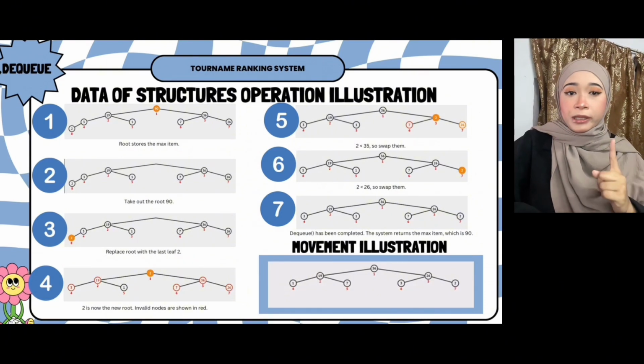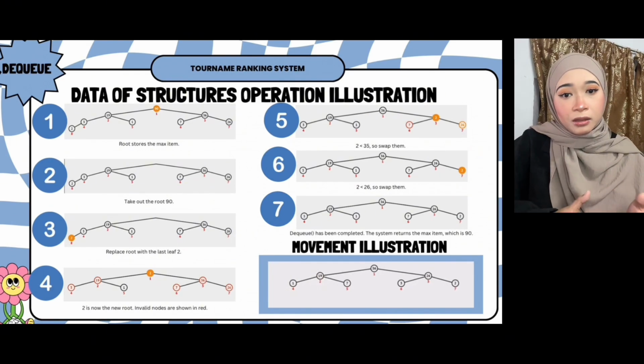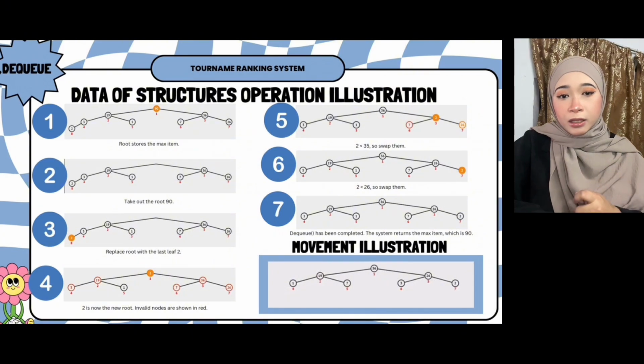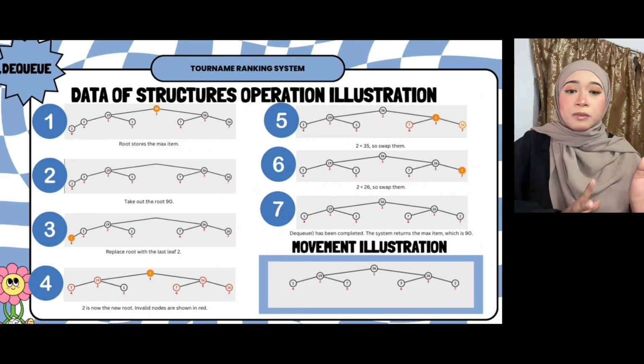Okay, step number 1. First, the root of the compact array stores the maximum item. In this example, the root contains 90. This is where the DQ process begins. Okay, next, we remove the root item, which is number 90. So the system prepares to reorganize the structure by replacing the root with the last leaf.